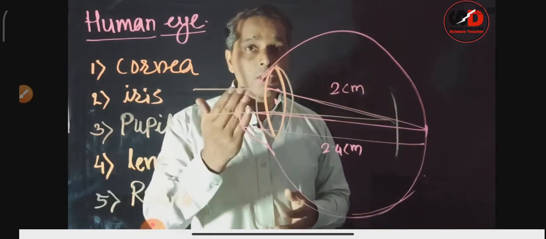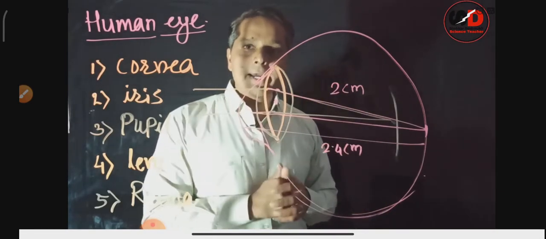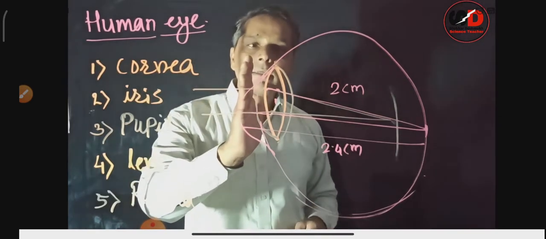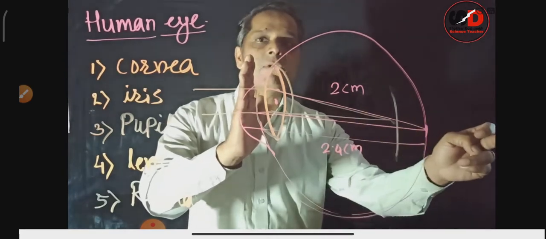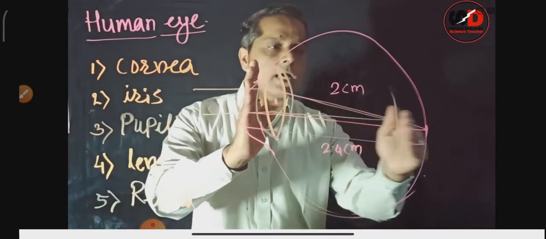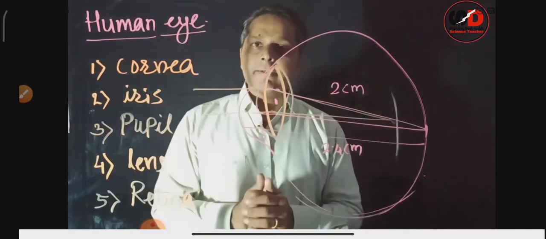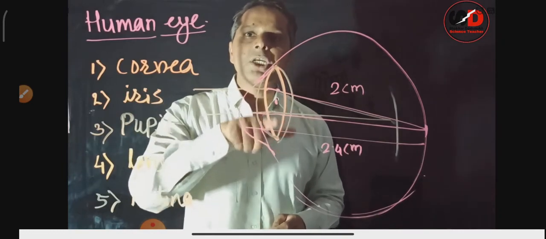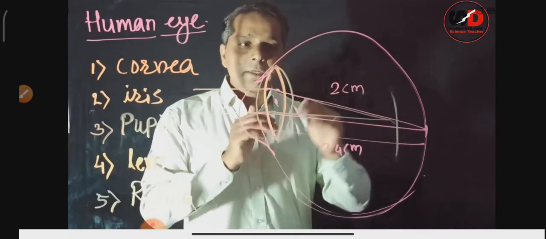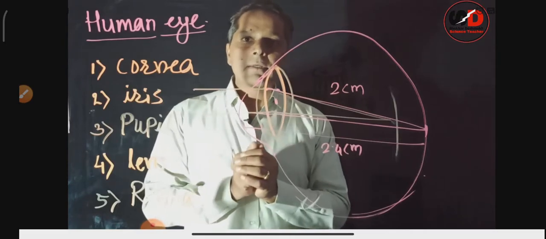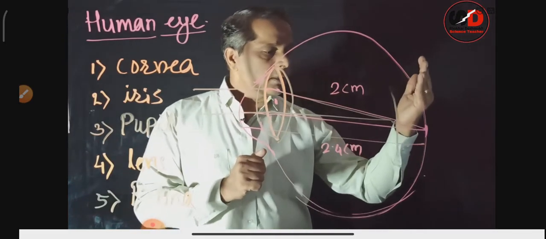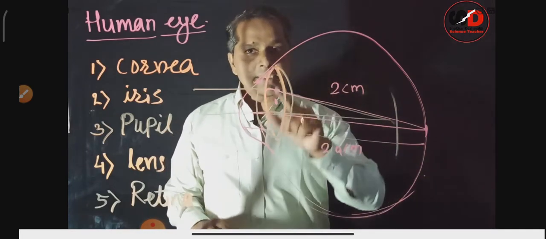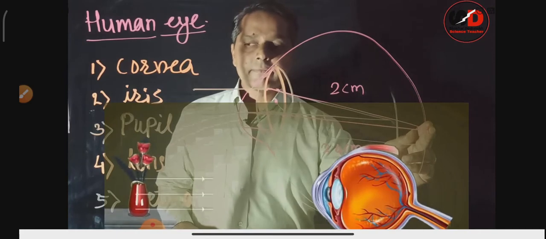But we know as the object is coming closer and closer to the eye, that means if the object is coming closer and closer to the lens, the image goes away from the lens. The image goes away from the focus. That we learn. But this lens can change its shape in such a way that it can reduce its focal length. Whenever the object is coming closer, it reduces the focal length and always the image is formed on the retina.